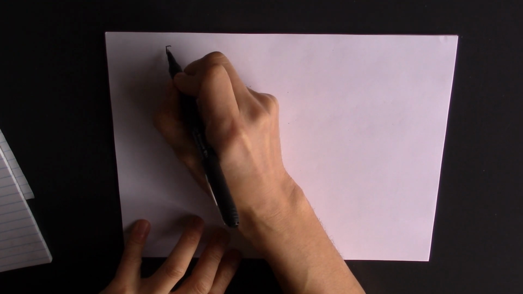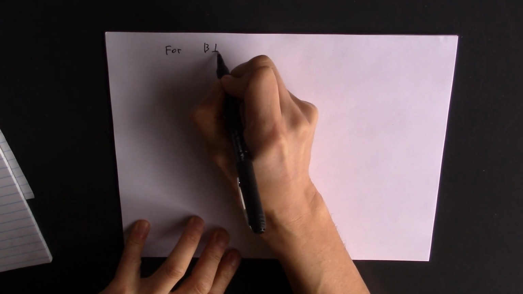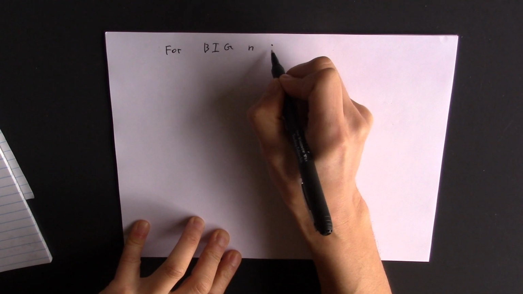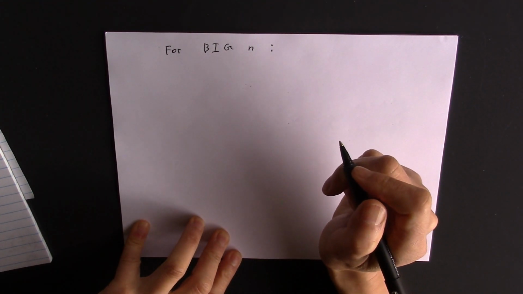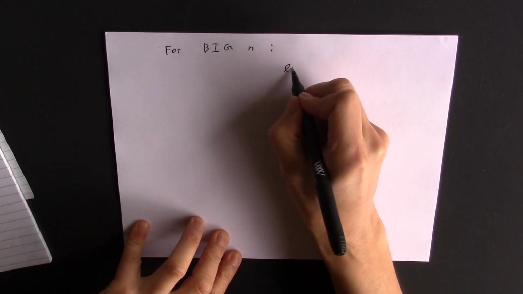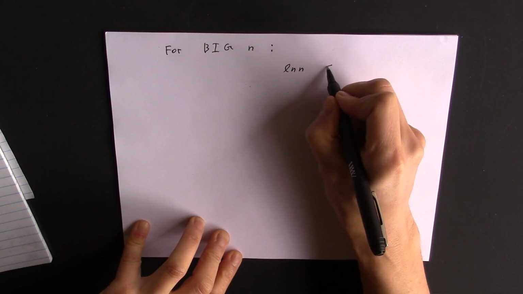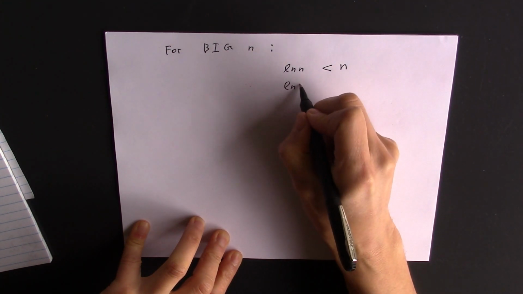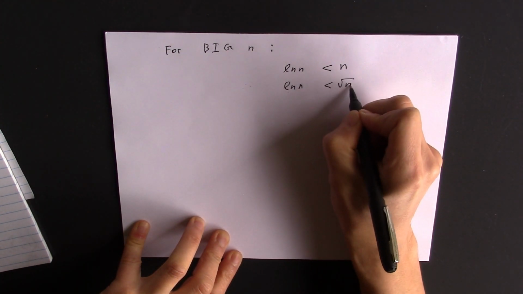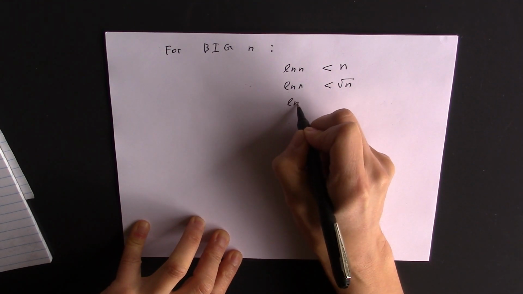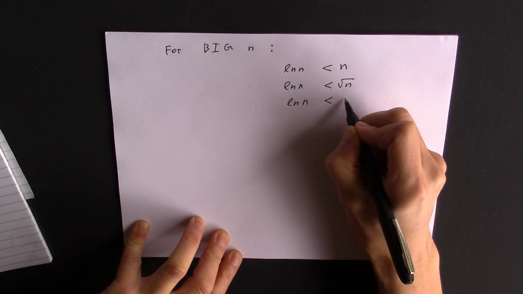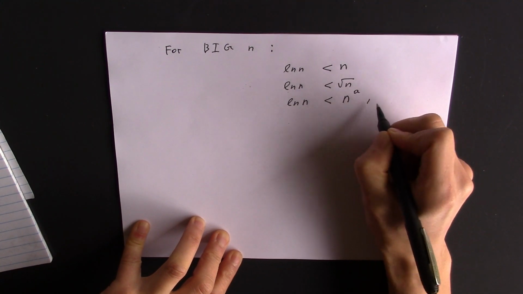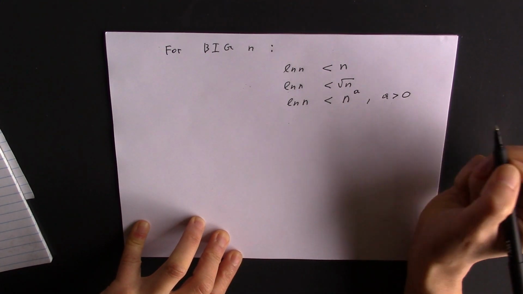When using comparison test, we're often going to use the following information: for big, huge n, the following will be true. If you want to compare natural log of n, the natural log is always smaller than a polynomial, less than n. Natural log is actually going to be smaller than the square root of n. It's going to be smaller than n to any power as long as that power is positive.